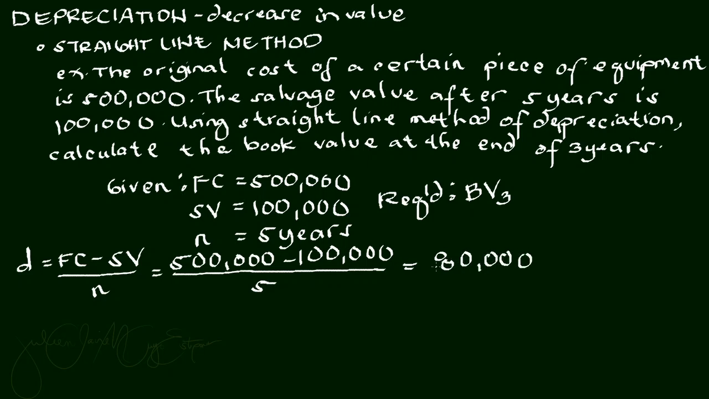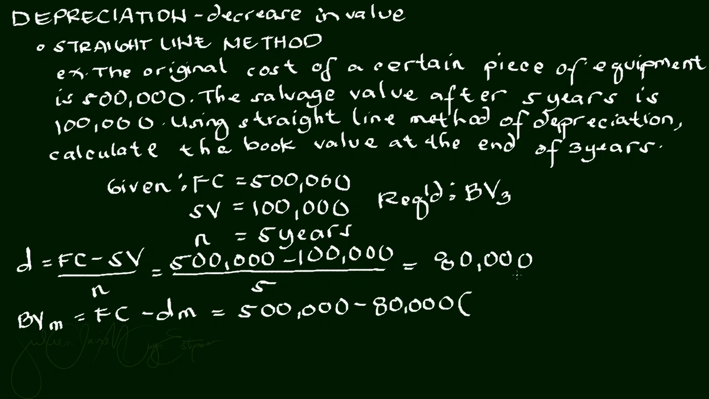80,000. So the formula for book value at a certain term is equal to first cost minus the depreciation at a certain term. So that is equal to 500,000 minus 80,000 multiplied by 3 years. So it will give us the book value at the end of 3 years, which is equal to 260,000.